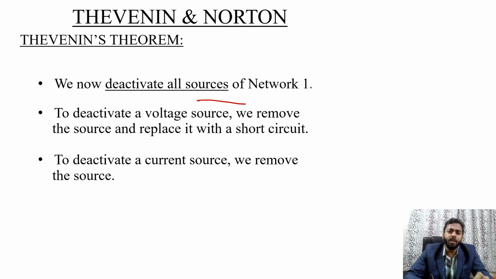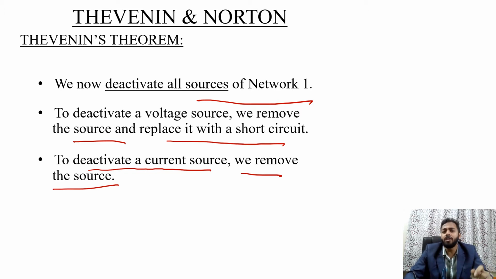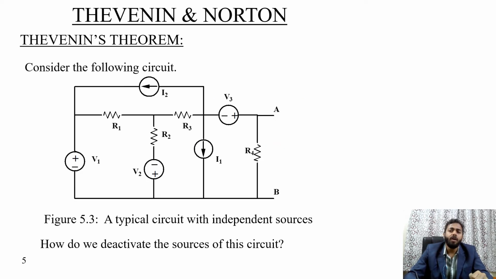Now deactivate all sources of network 1. To deactivate a voltage source, we remove the source and replace it with a short circuit. To deactivate a current source, we remove the current source. To find the Thevenin's resistance, we deactivate the voltage source and current source.